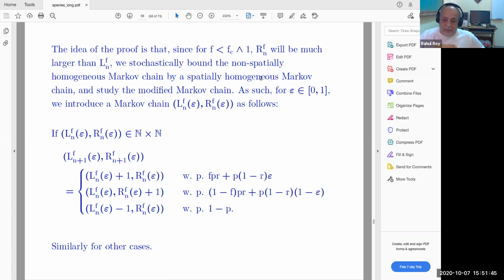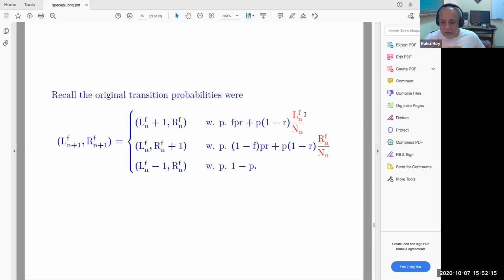So let us have a modified Markov chain, which for any epsilon, we define L_n^f(epsilon) and R_n^f(epsilon) as follows. Remember, the part which is 0 and other things are not of much interest. But if both the left and the right have at least one individual, then the way it changes is, remember, here we had L_n^f over N_n, the total population. We just bounded it by an epsilon. The original things were L_n^f over N_n here, and R_n^f over N_n here.